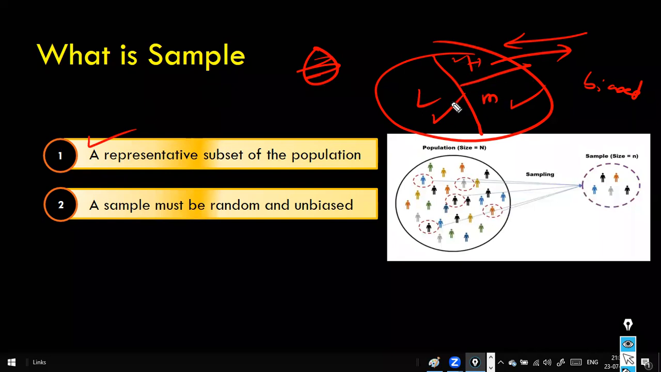But you are running a survey randomly with each group of customers. Hence it is called random. It should not be specific customers. It should be random so that it will be unbiased. You randomly run a survey across all the groups, and your sample will be unbiased. So your sample is supposed to be a representative subset of the population, and it should be random and unbiased.